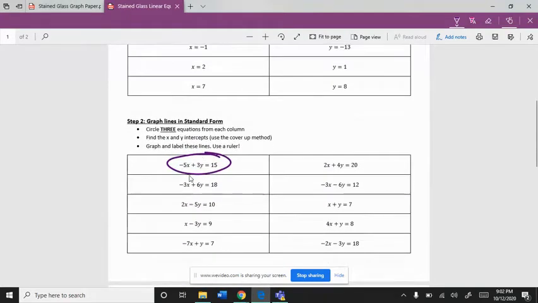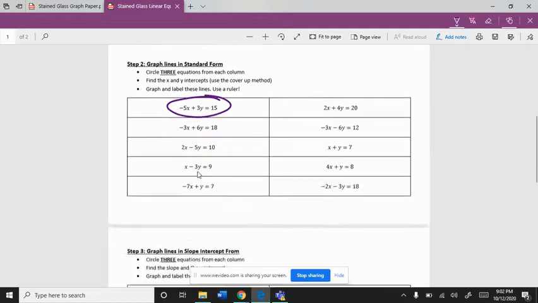Then step 2, we did -5x plus 3y equals 15 together. Then you had to pick 2 more from the left and then 3 from the right, right? So make sure you're reading the directions. It says circle 3 equations from each column. So you could have picked whichever ones you wanted, but we did -5x plus 3y equals 15 together.